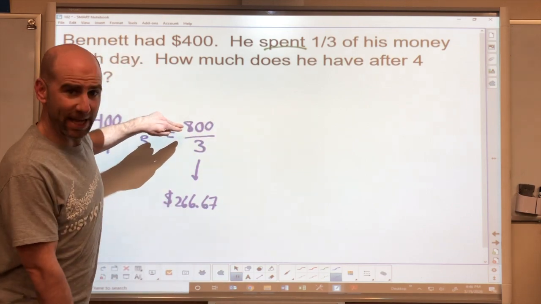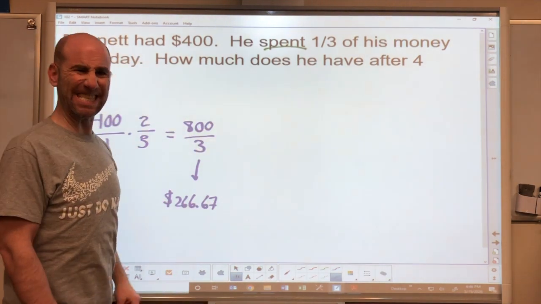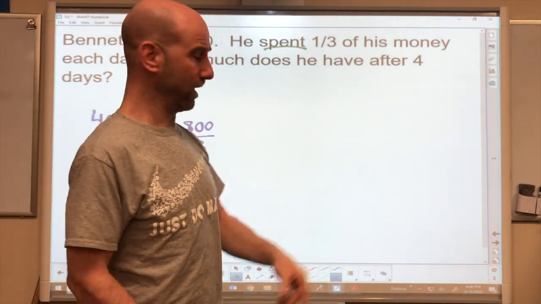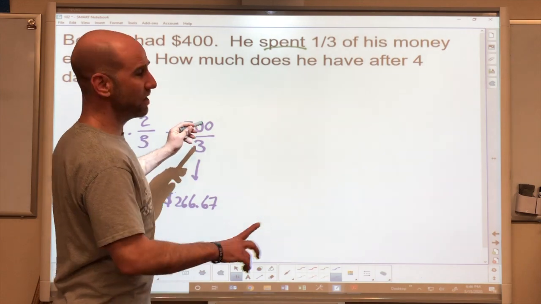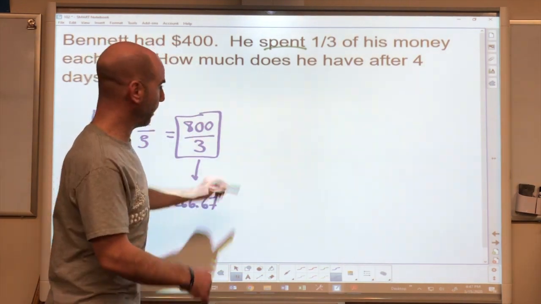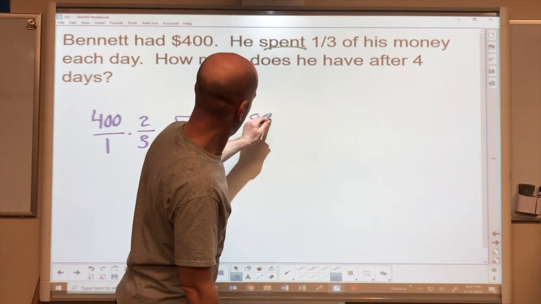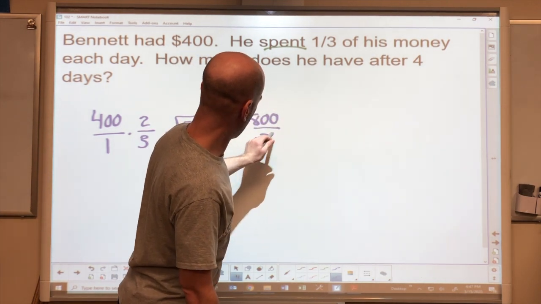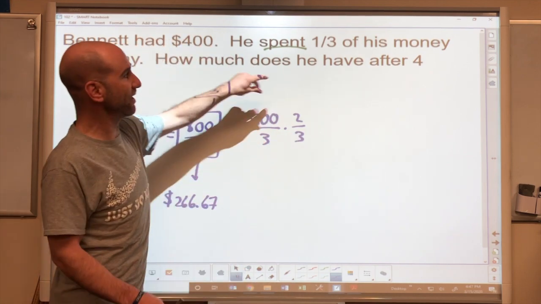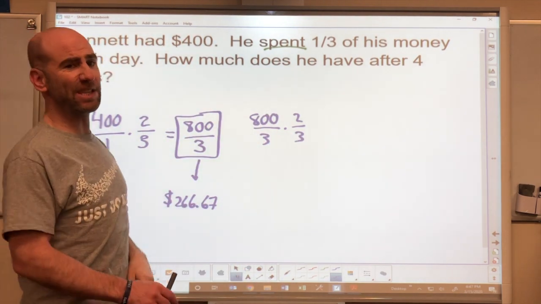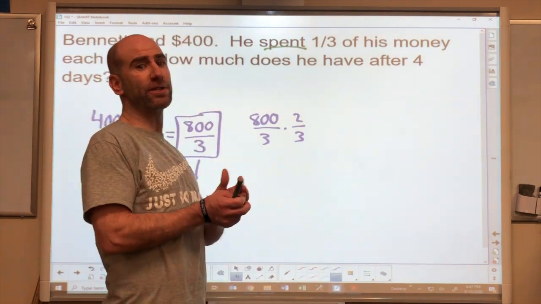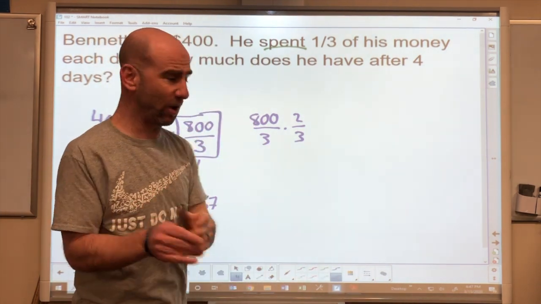So this much money here is about $266 and some change, but we're not going to convert it yet until the very end. Now, this is after the first day, right there. So let's take that amount and multiply it by 2/3, because according to the problem, he spends a third of his money each day. So he'll have 2/3 of that money left over.